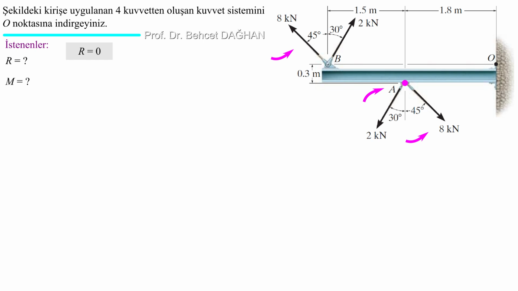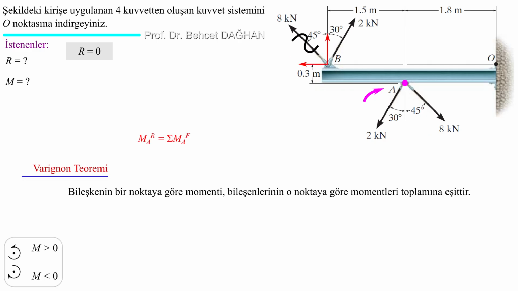Let's first find the moment of the 8 kilonewtons couple about point A. A force of 8 kilonewtons passing through point A does not create a moment. A force of 8 kilonewtons, whose line of action passes through point B, creates a moment about point A. I will use Varignon's theorem to find the moment about point A of the 8 kilonewtons force passing through point B. I will shift the force on the line of action and bring it to point B, resolve it into two rectangular components, and make use of the principle that the sum of the moments of the rectangular components is equal to the moment of the resultant.